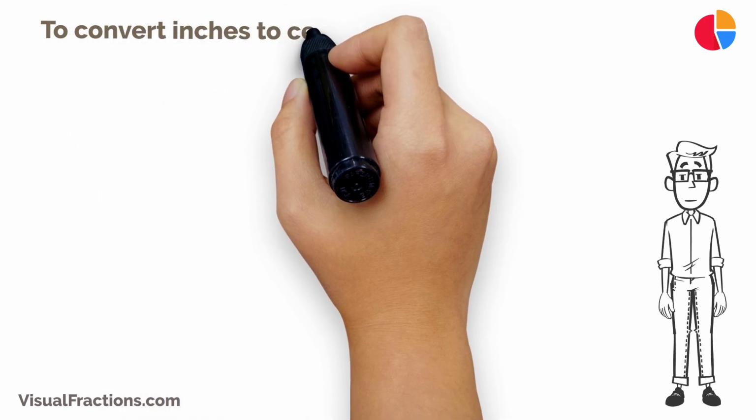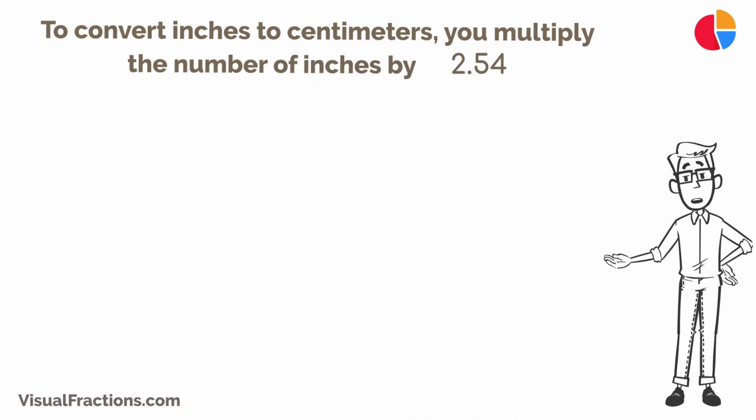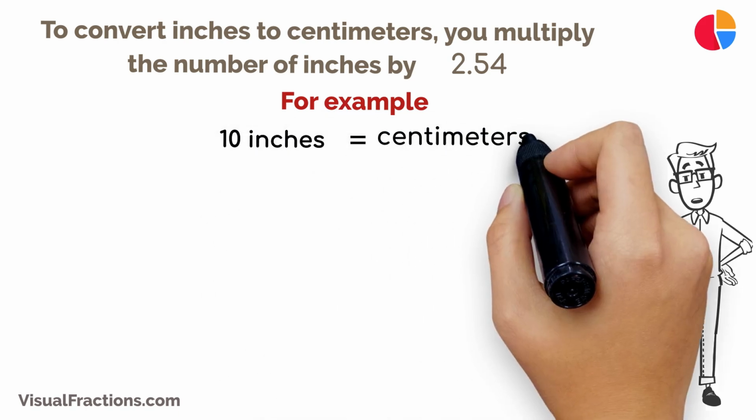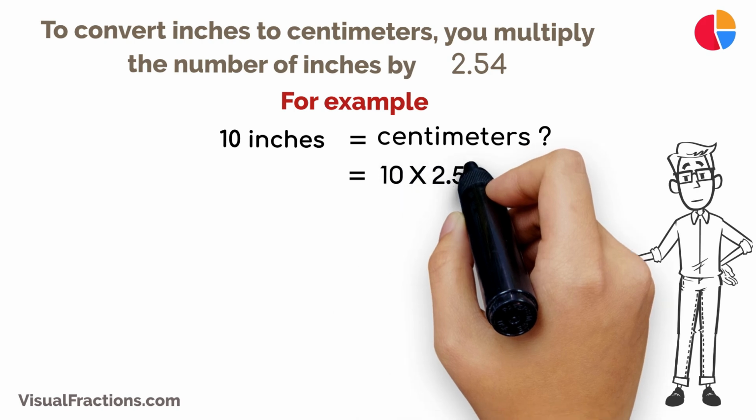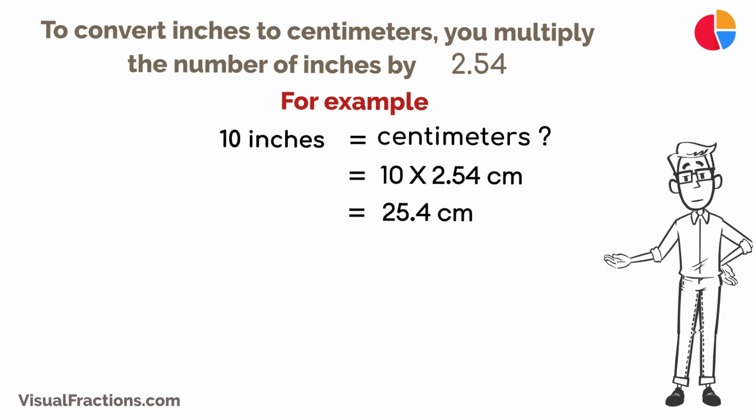To convert inches to centimeters, you multiply the number of inches by 2.54. For example, to convert a length of 10 inches into centimeters, multiply 10 by 2.54. This calculation results in 25.4 centimeters.